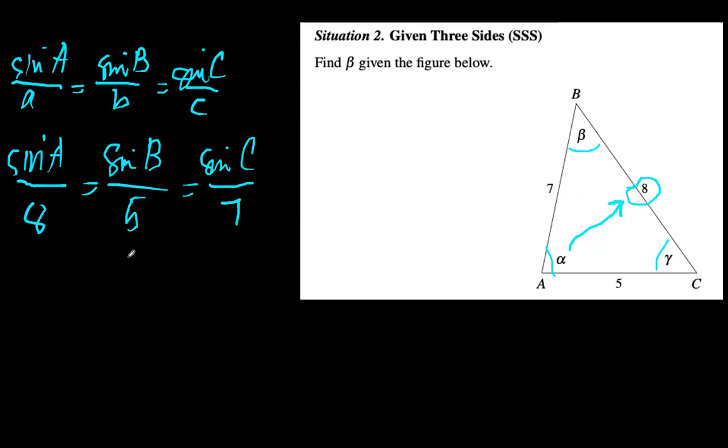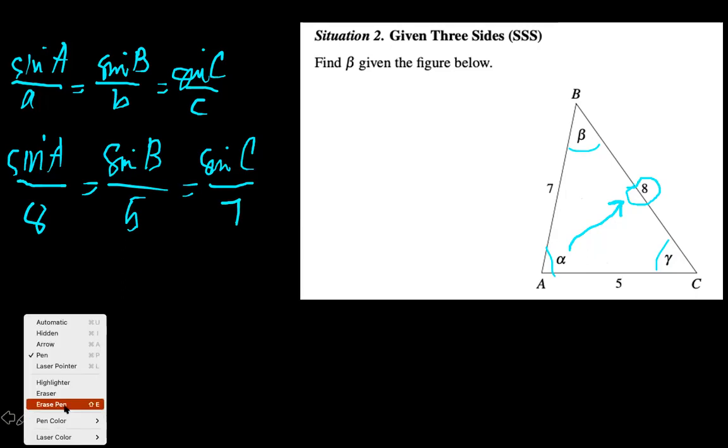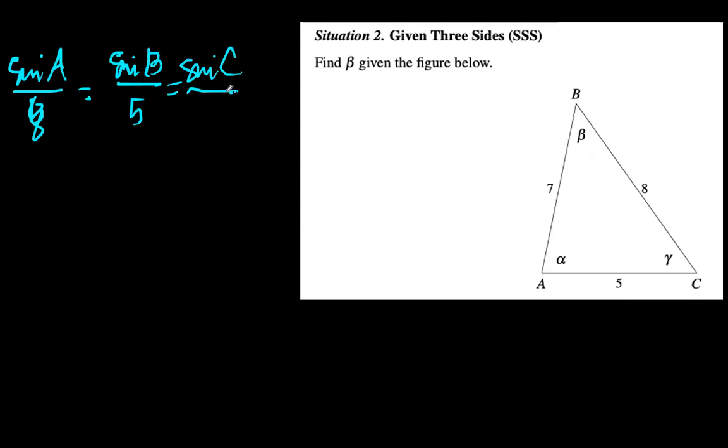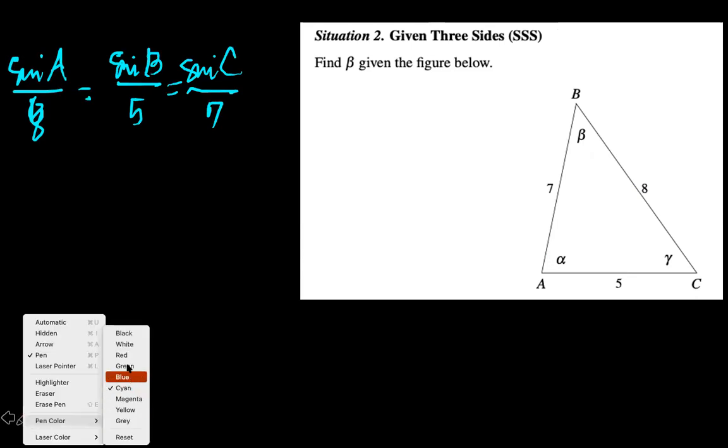Here we go. So let's try using the sine law, class. Oh, sorry. Oh my God, I erased everything. Okay, let me repeat that. Let me copy everything. Sine A over 8, sine B over 5, and sine C over 7. Here we go, okay? So let's use another color.